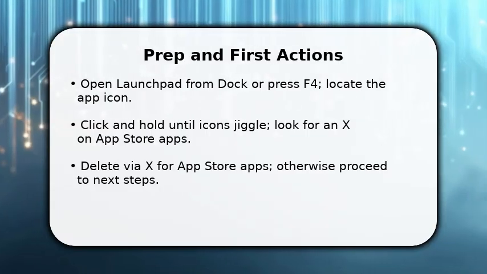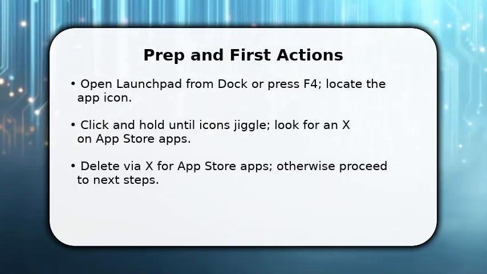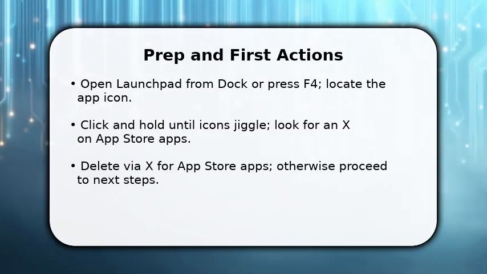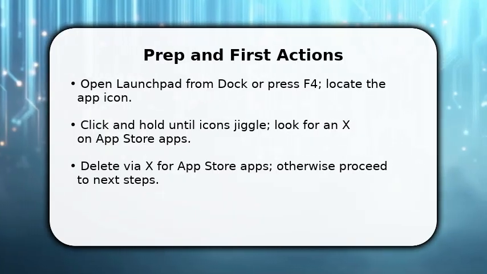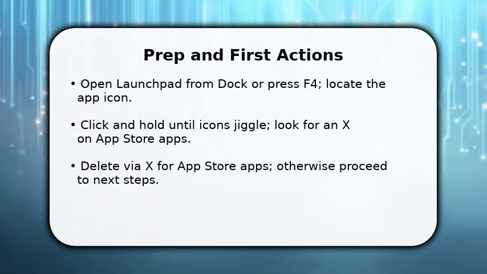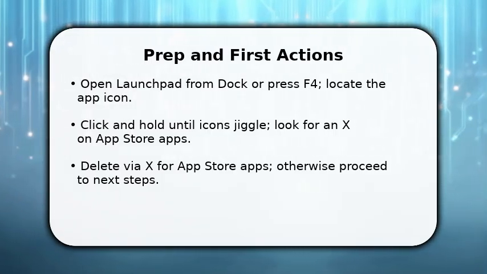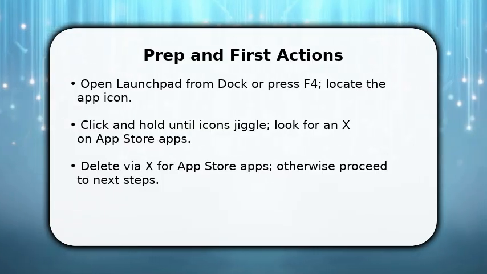You start by opening Launchpad and immediately locating the icon you want gone. This saves time. Click and hold any icon until everything jiggles, because that gesture reveals removable App Store apps with an X. If the X appears, click it to remove the app. This deletes the app and its Launchpad entry. Once done, make sure the app is gone from Launchpad before moving to non-App Store removals. You'll need a different approach for those.